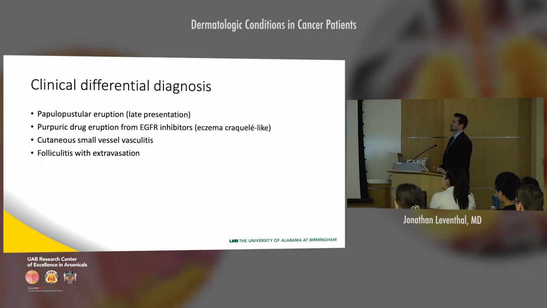And so the clinical differential diagnosis, we always think of common things presenting atypically. And so we considered the papulopustular eruption with a very unusual distribution. There's also this entity of purpuric drug eruption from EGFR inhibitors. Some present like eczema craquelé, kind of similar to the way her thighs looked. I'll show you some photos. Anytime you have palpable purpura, you don't want to miss cutaneous small vessel vasculitis. Really didn't fit though well clinically for the thighs. And then folliculitis really probably wasn't consistent either.